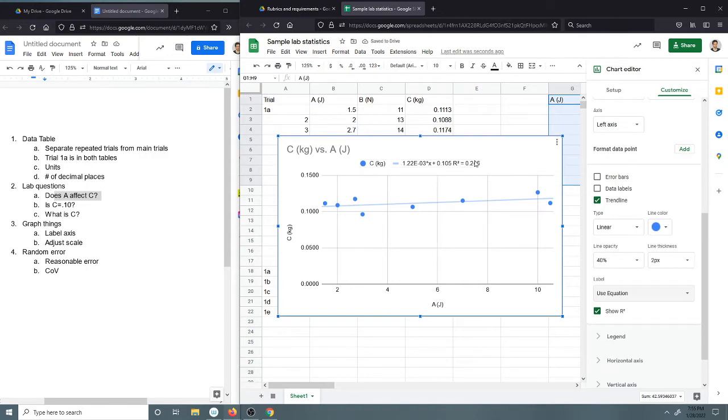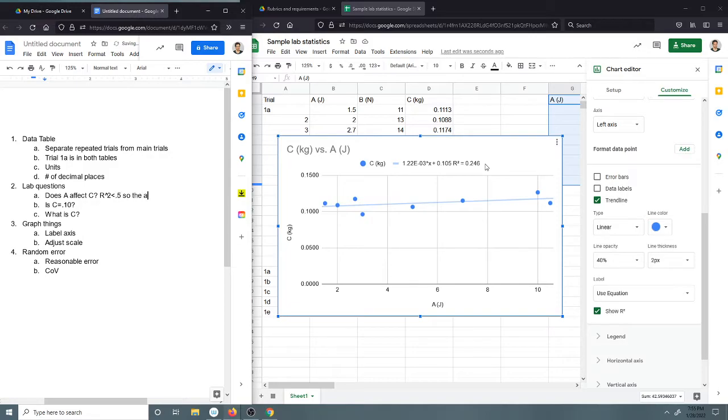All right, my r squared here is 0.246. That's low. Well, probably good. I wanted to know, does A affect C? This means no. A does not affect C. So r squared is less than 0.5, so the answer is no. Now, obviously, if you wanted one to affect the other, that would be bad. If you don't want it, that would be good. Doesn't matter.